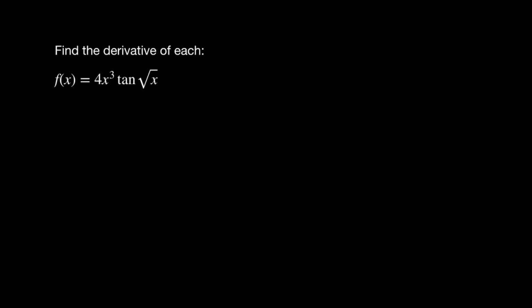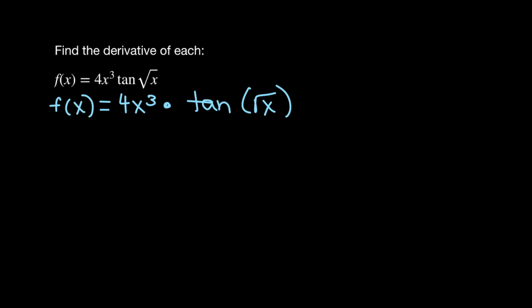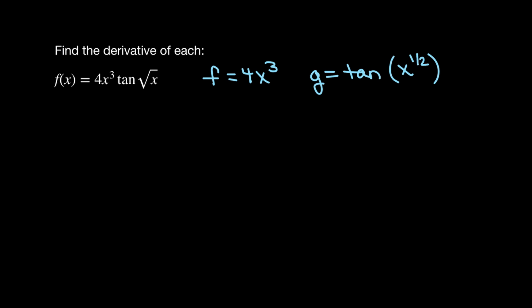Let's do one more example. I have the function f of x equals 4x to the third times tangent of square root of x. Let's find the derivative. This problem is a product, 4x to the third times tangent of square root of x. Tangent of square root of x, that's not a product, that's a composition. The square root of x is inside the tangent function. So we're going to have to use a combination of the product rule and the chain rule.